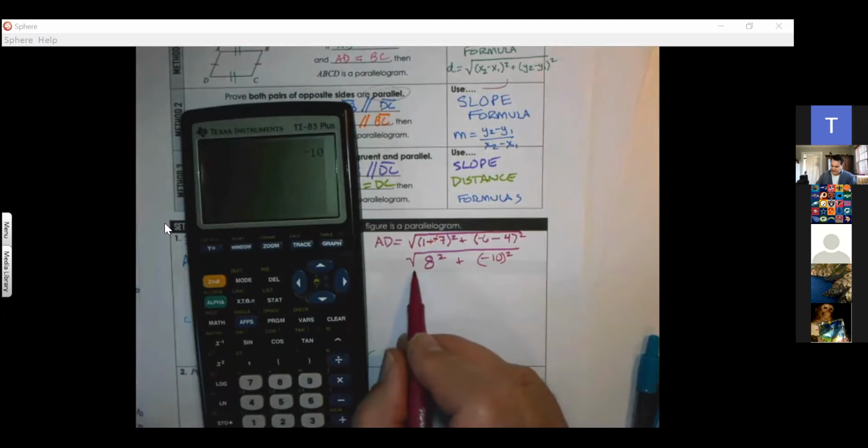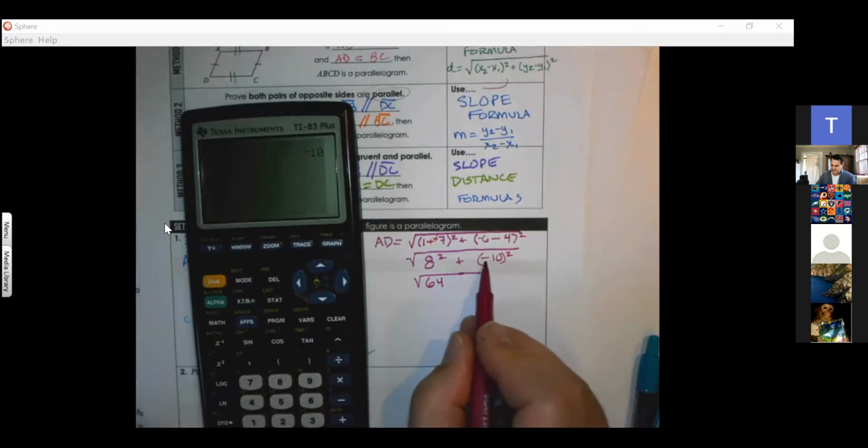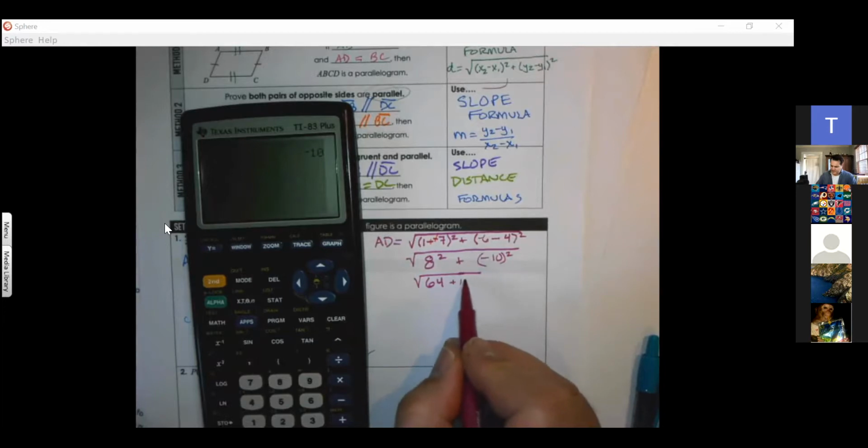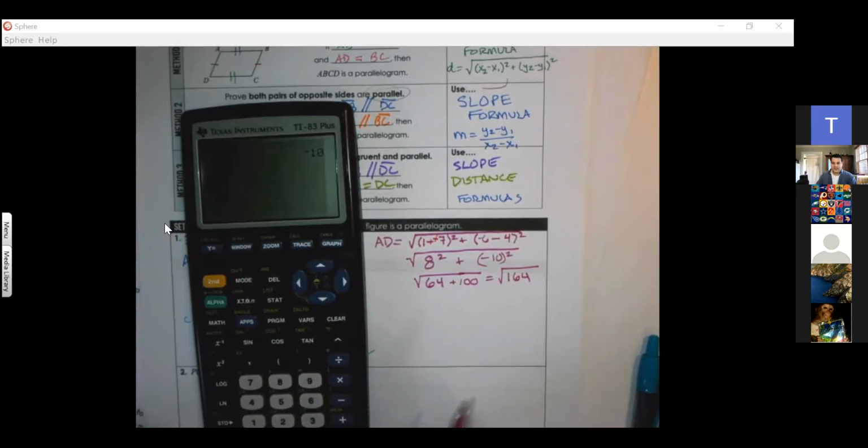And then we're going to keep cleaning this up. 8 squared is 64, plus negative 10 squared is 100. 64 and 100 makes 164. And it's still stuck in that square root sign.